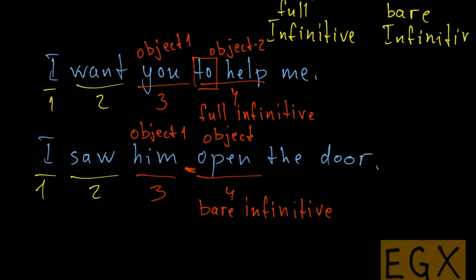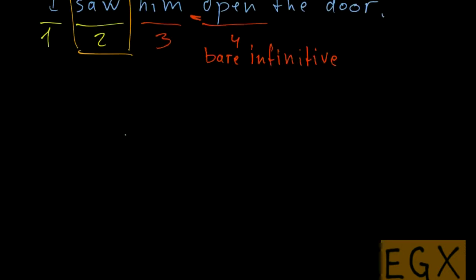So what's the difference? How can I know what to use, full infinitive or bare infinitive? What does it depend on? It all depends on my main verb. It depends on this thing, here and here. Let me draw a chart to show how the verbs behave in complex object.